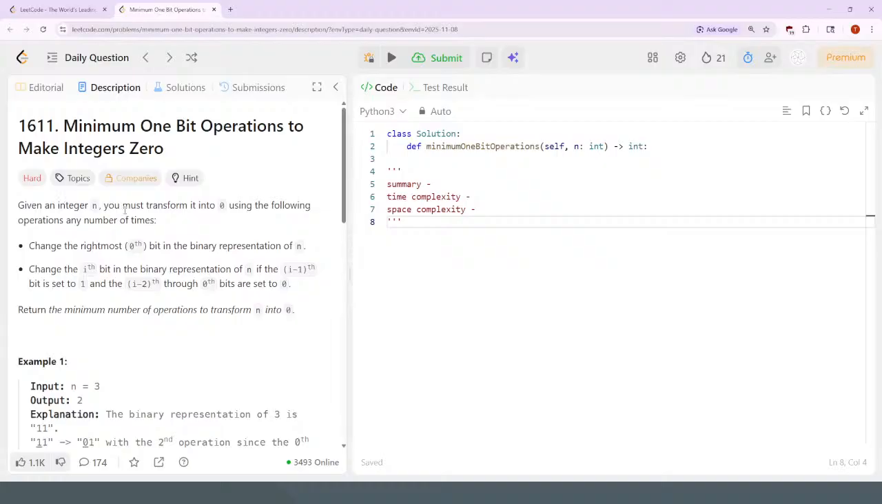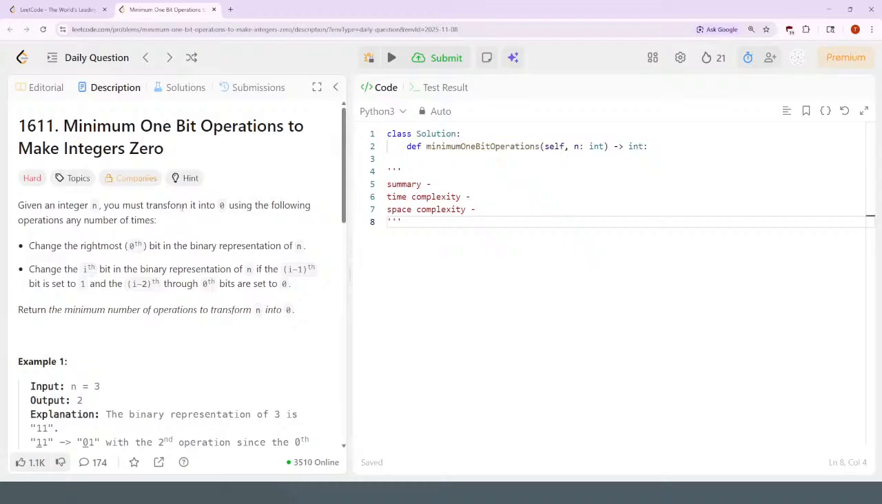Given integer n, you must transform it into 0 using the following operations any number of times. Change the rightmost bit, the 0th bit, in the binary representation of n. Change the ith bit in the binary representation of n if the (i-1)th bit is set to 1 and the (i-2)th through 0th bits are set to 0. Return the minimum number of operations to transform n into 0.